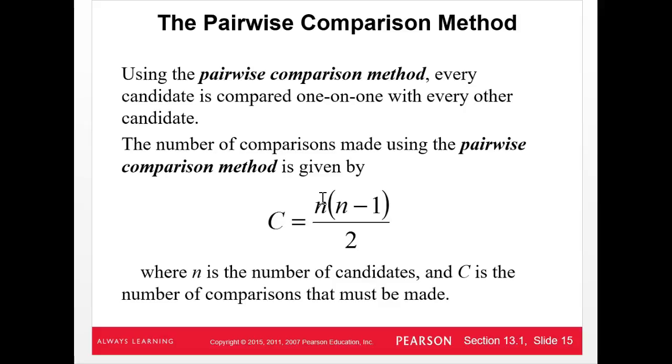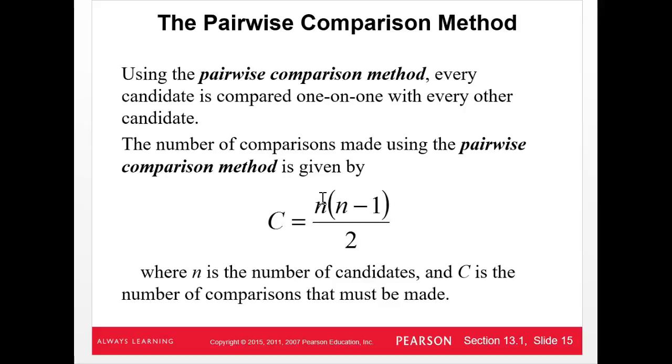But the pairwise comparison method. So when we do pairwise comparison, each candidate is paired with one another. So we make every comparison head-to-head. And whoever wins the most, every time you kind of give points again. Like every time somebody wins head-to-head, they get a point. And then whoever has the most points wins.